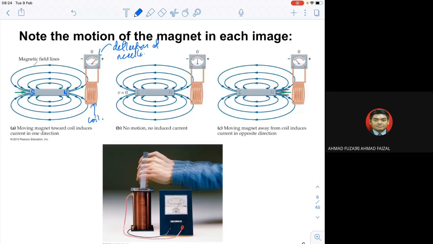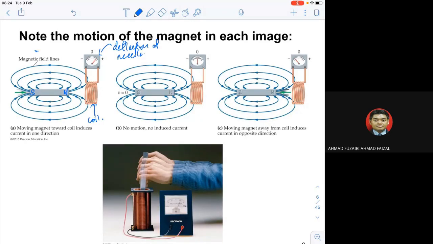Okay, the deflections of the needle in the galvanometer mean that there is some induced current in the coil, without having any power supply or batteries in the coil. We have a coil, and we straight away connect it to the galvanometer. Why? Because we want to detect whether there is a current or not.